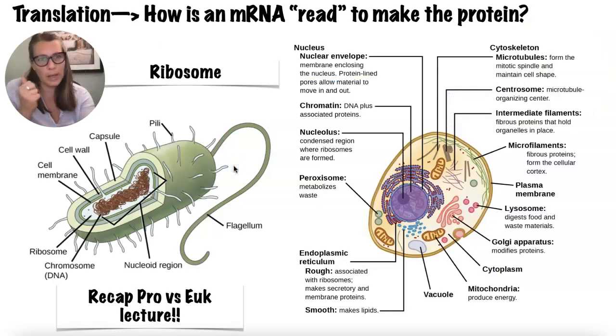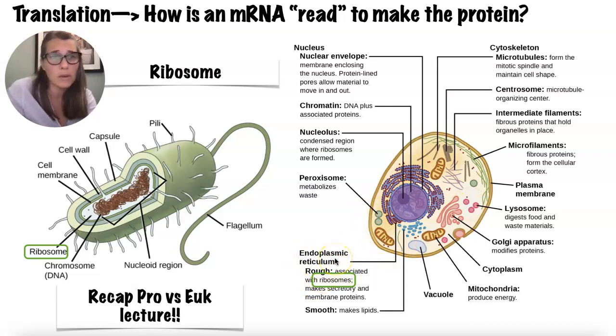So let's start with the ribosome. A little bit of recap. Remember, when we looked at the prokaryotes versus eukaryotes, we talked about ribosomes briefly. We said they both have it, right? They're here, ribosome, and ribosomes in the eukaryotes are often associated with the endoplasmic reticulum, the rough ER, because it has those ribosomes attached to it. So they both have it.